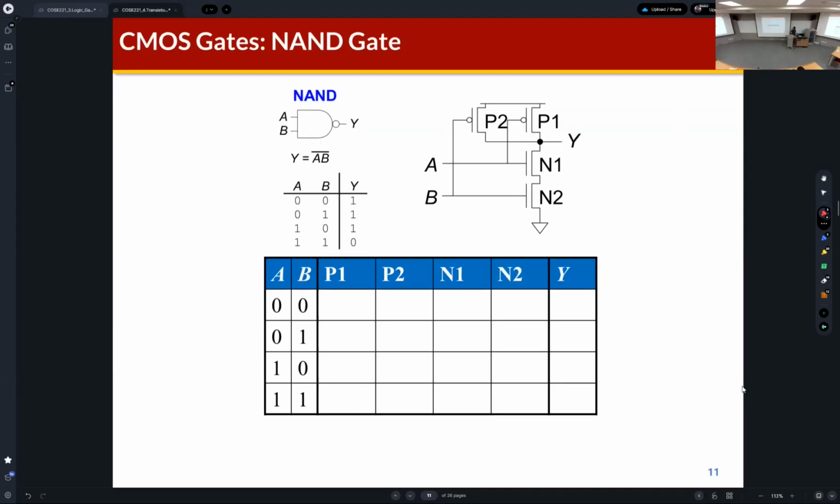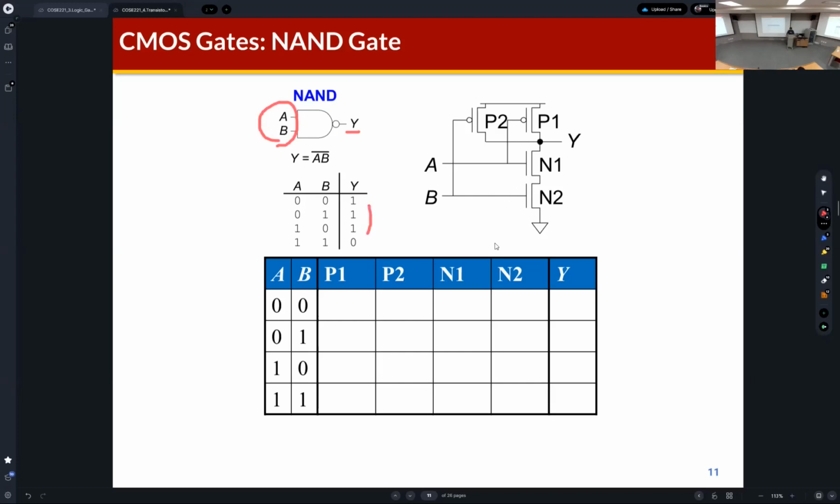We can also build a NAND gate. So this is the symbol of the NAND gate, and this is the truth table of the NAND gate. The NAND gate includes two inputs and one output. Based on the input signal levels, the output signals are generated like this.